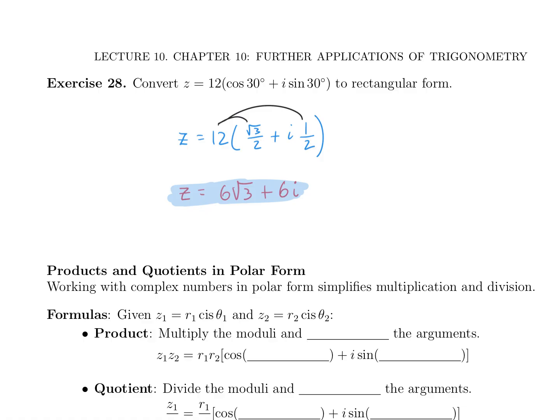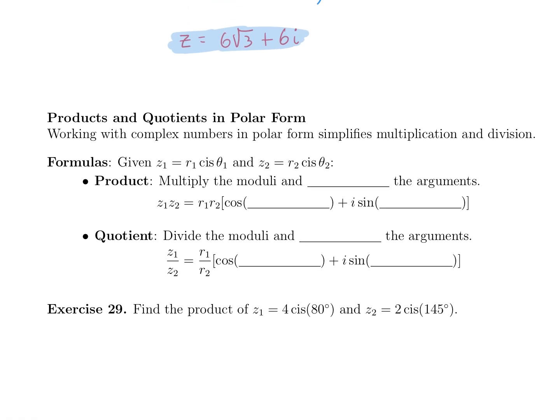Okay, let's continue down. So now we're going to work with two complex numbers. As you can see, they give us z1 and z2. They're both in polar form. So they're going to ask us to multiply to find the product of those two complex numbers. So the formula to multiply two complex numbers that are in polar form is to simply multiply the moduli, which are the r's. You multiply the r's together, and you add the arguments. So if you add the arguments, you're going to get theta 1 plus theta 2 for the product.